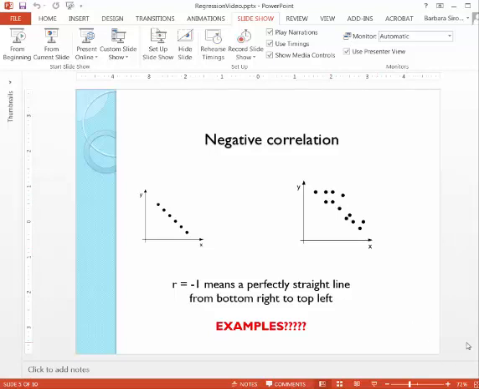Examples: the more time you study, the less sleep you might get. You kind of get the idea. As the price goes up, demand goes down, if we're talking about products.